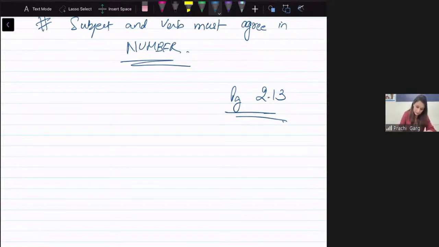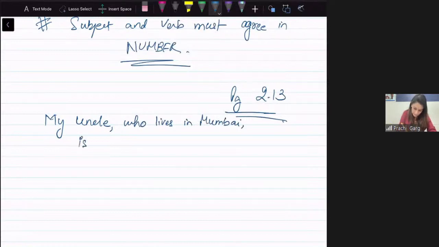Okay. My uncle who lives in Mumbai is coming to Delhi tomorrow. My uncle who lives in Mumbai is coming to Delhi. Now, what does the second rule say? Which is the subordinate clause in this sentence?